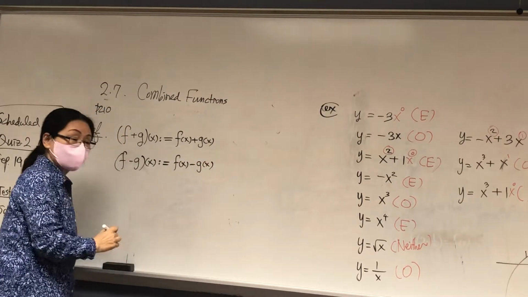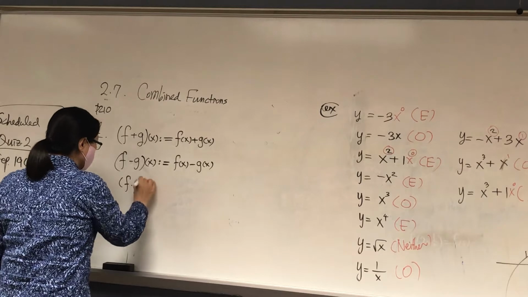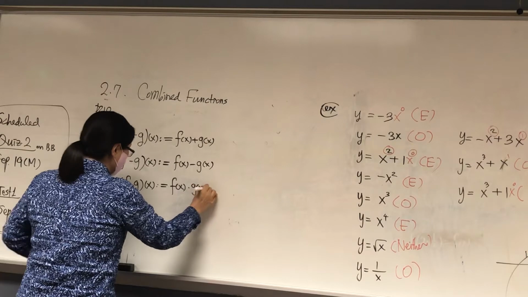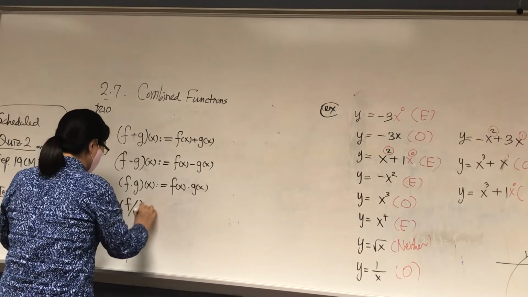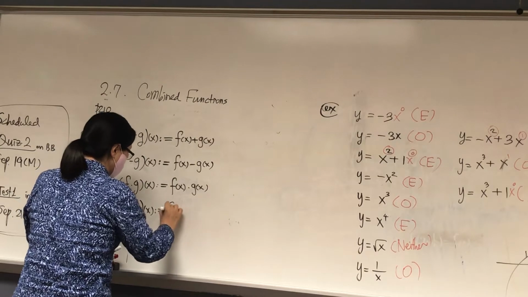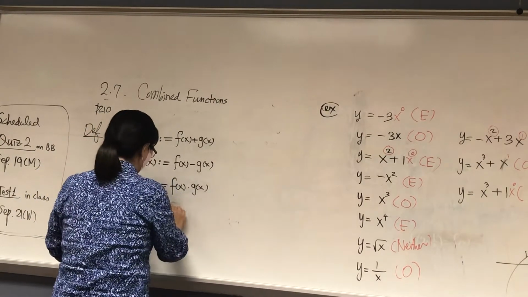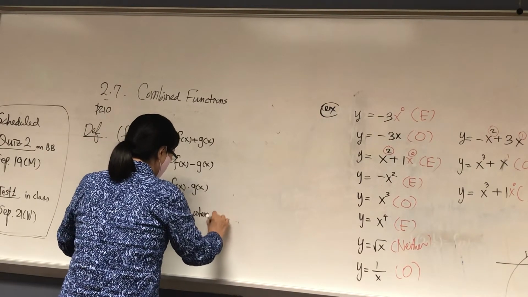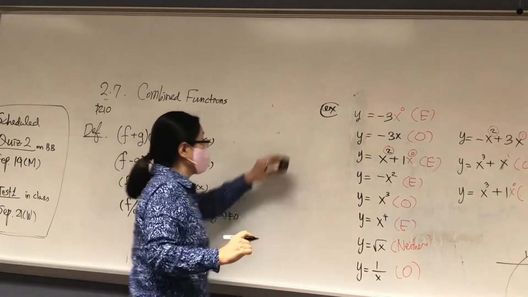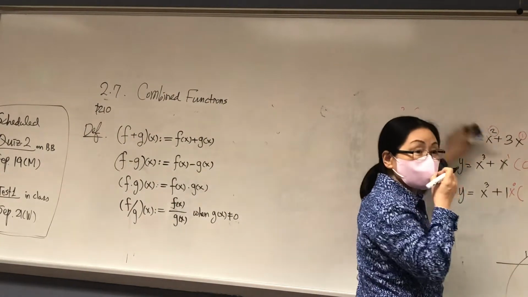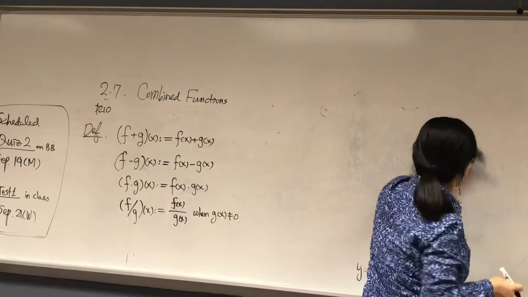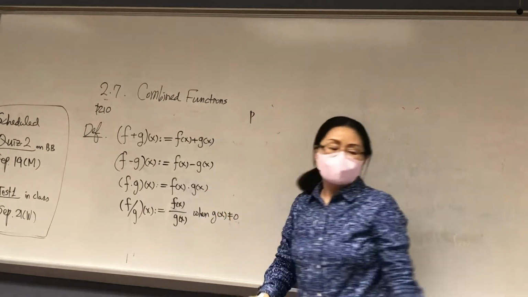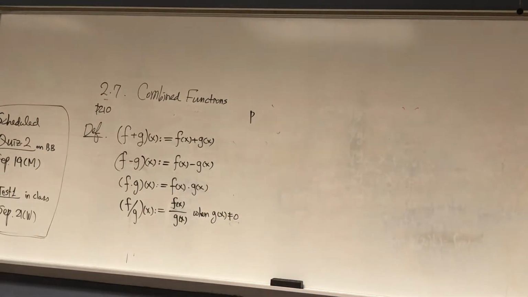You know f times g means f of x times g of x. Am I right? F divided by g of x means f of x over g of x when, of course, g of x is not 0. That's the definition of combined functions. Okay, let's add one more definition. Page 213.